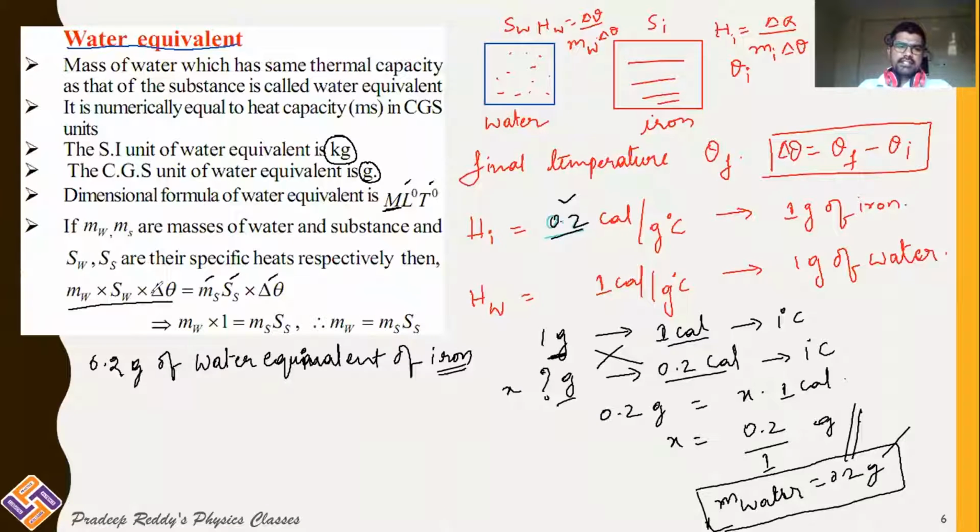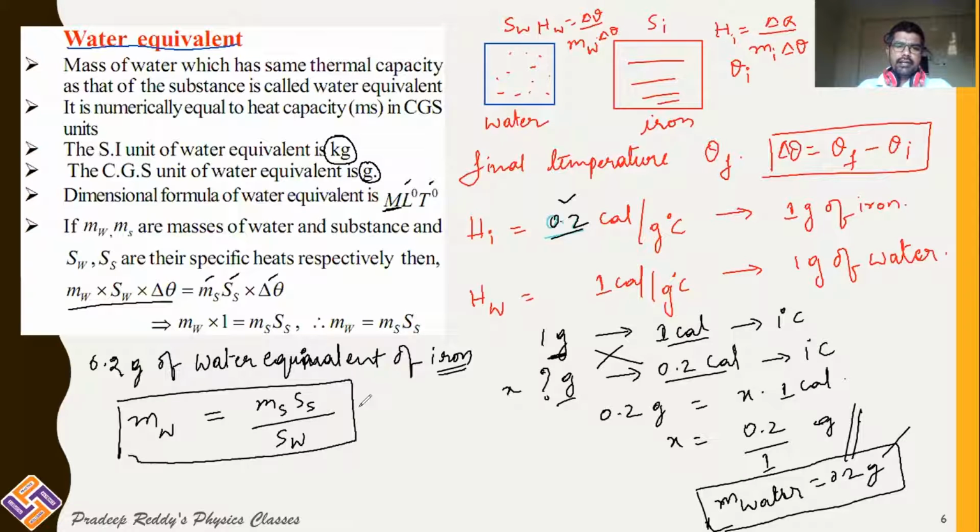Delta theta on both sides gets cancelled. This gives you mass of the water. So mass of the water is equal to mass of the substance into specific heat of the substance divided by specific heat of water. This is the formula to calculate water equivalent. Whenever you want to calculate water equivalent of the substance, this is the relation we will be using to find that.